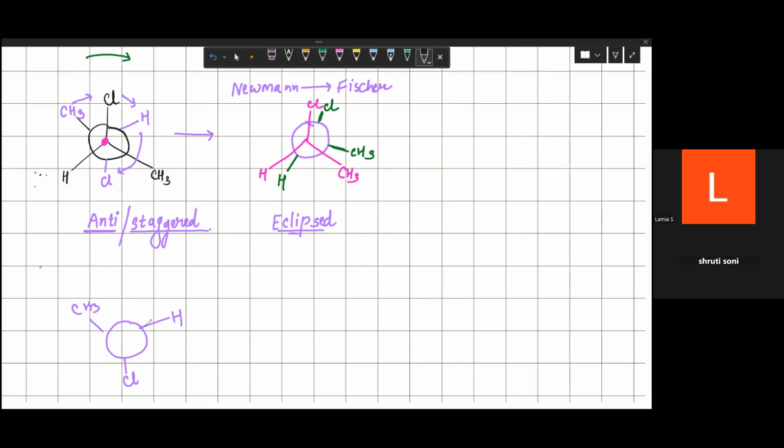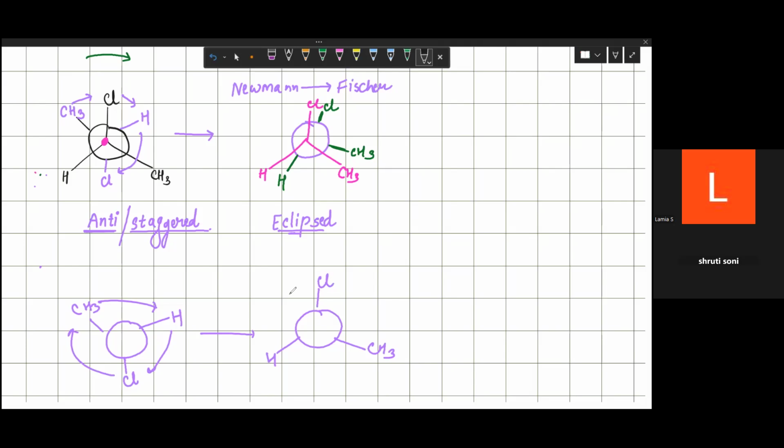Okay, what I'm doing is switching these positions by a circular motion and converting them into this. I'm attaching CH3 over here, and after CH3 there is a hydrogen, and here is chlorine. Do you understand? No? Okay. Why am I doing this?